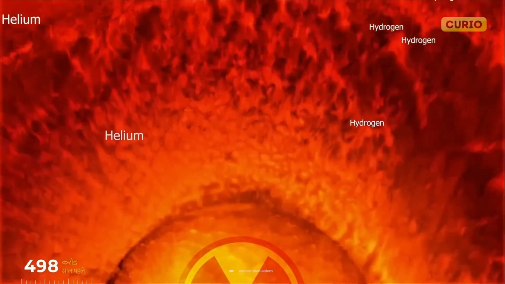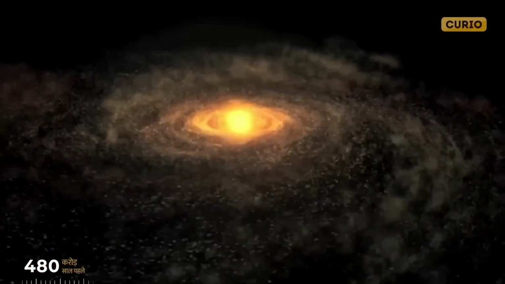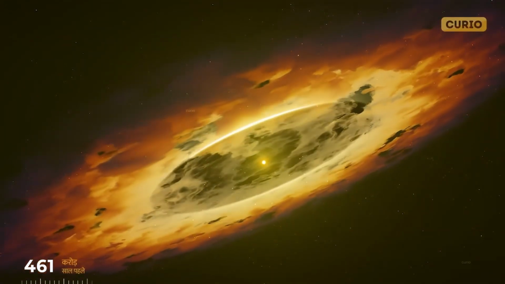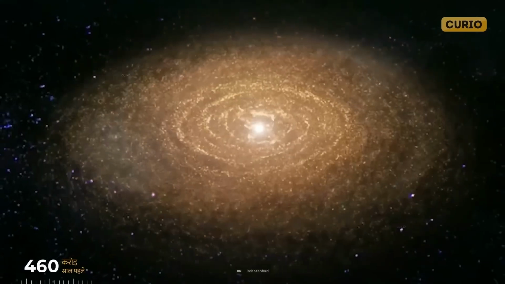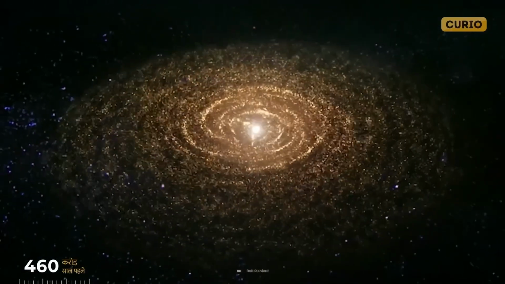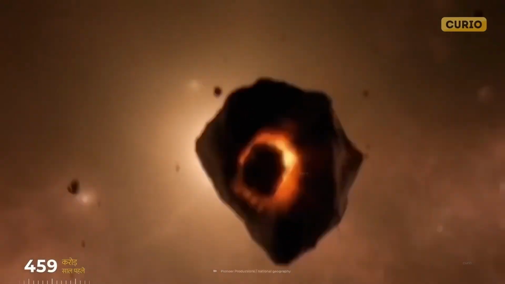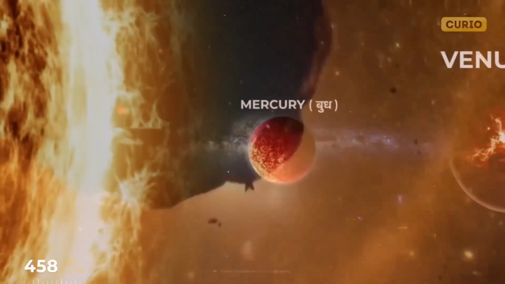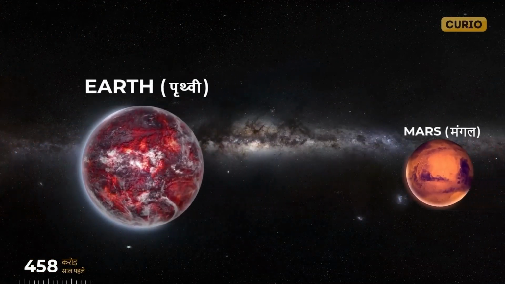Because of this gravity, hydrogen and helium began to gather in the middle. This led to terrible pressure in the core, and there was a huge explosion. As a result of this explosion, our sun was born. Asteroids in space, because of their heavy weight, came close to the sun and started orbiting the sun. Slowly, asteroids kept bumping and crashing into each other. Eventually, they became the planets we know today: Mercury, Venus, Earth, and Mars.